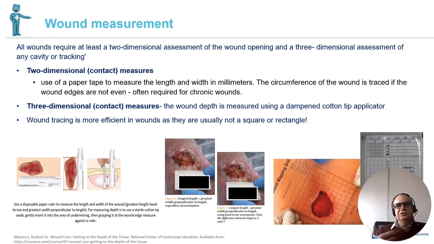So two-dimensional means using these disposable paper tapes, which are not costly at all, and you can also take the circumference of the wound, as you see on that tracing at the bottom on your right hand side. If you want to check the depth, then you can use a cotton tip applicator, as we saw in the video previously. Again, the importance of everybody doing the same thing.